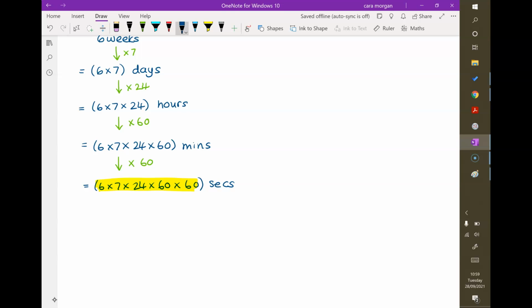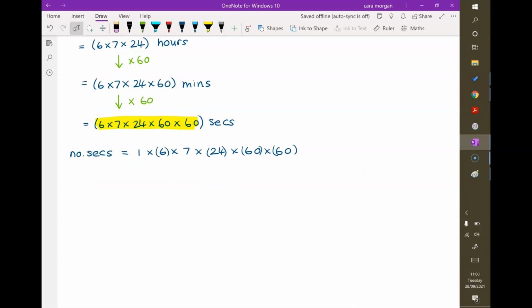The number of seconds I'm going to express as, well, we might as well put 1 multiplied by 6 multiplied by 7 multiplied by 24 multiplied by 60 multiplied by 60. And for each one of those numbers that is non-prime, i.e. composite, I'm going to express it as a product of its prime factors. 6 is 2 times 3. So I'm just going to write that underneath.